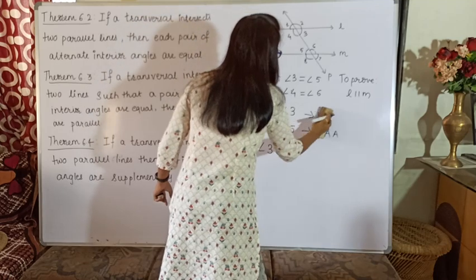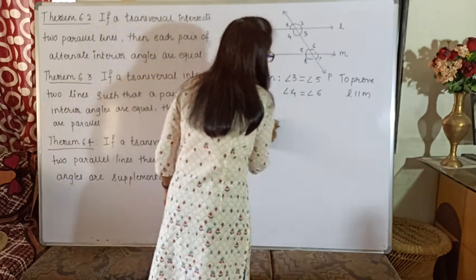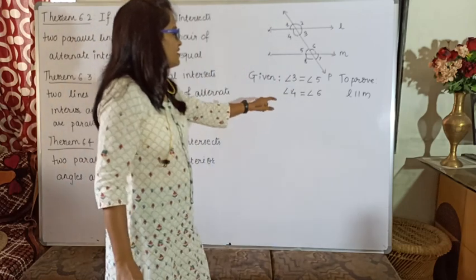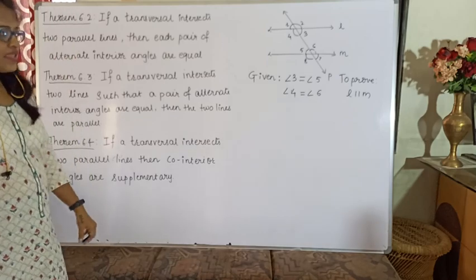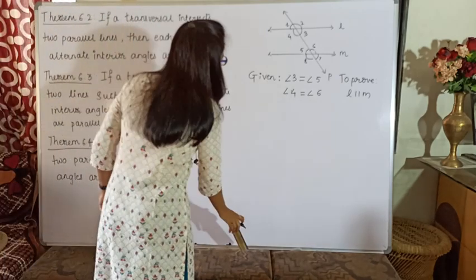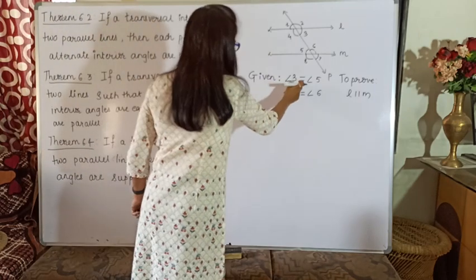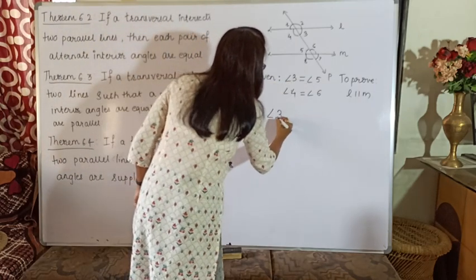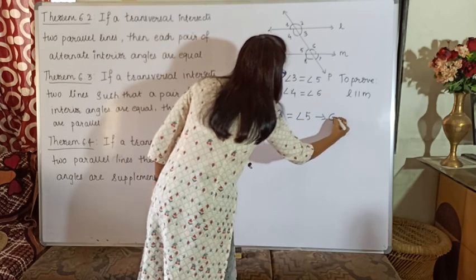Okay, so how can we go about it? Yes, we have to do just what we have done previously. So angle 3 and angle 5 are already equal to one another. Angle 4 and angle 6 are also equal to one another. And we have to prove L is parallel to M. So let us take this one. Angle 3 is equal to angle 5. Why? Because this is the given information.